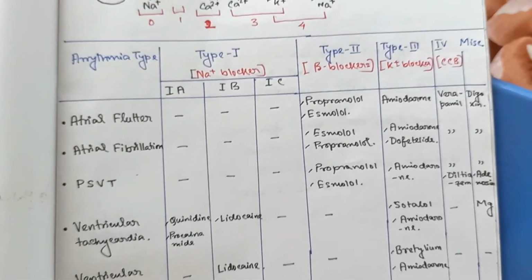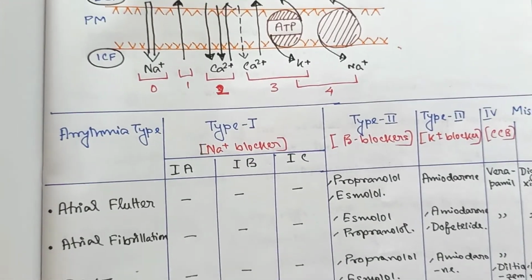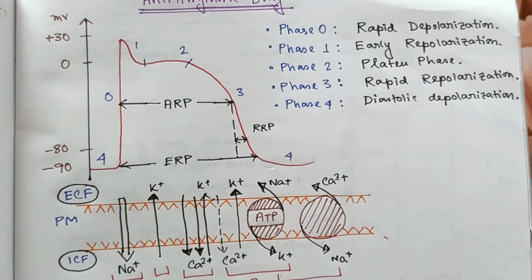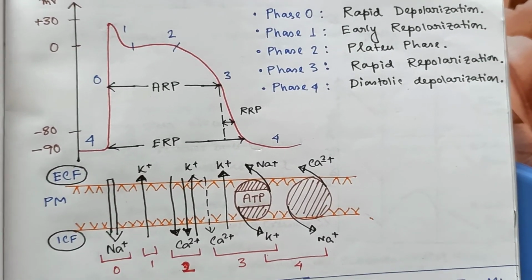So this is all a very simple version of antiarrhythmic drugs, mainly focusing on the normal action potential generation in myocytes.